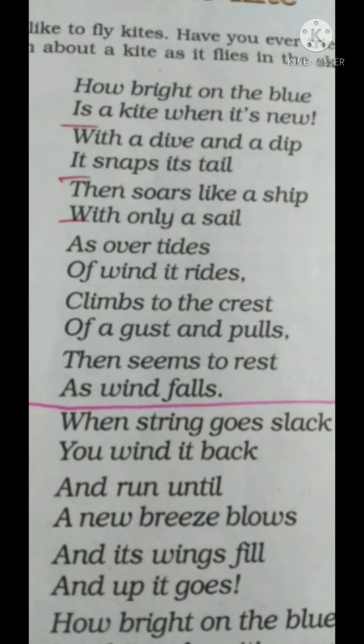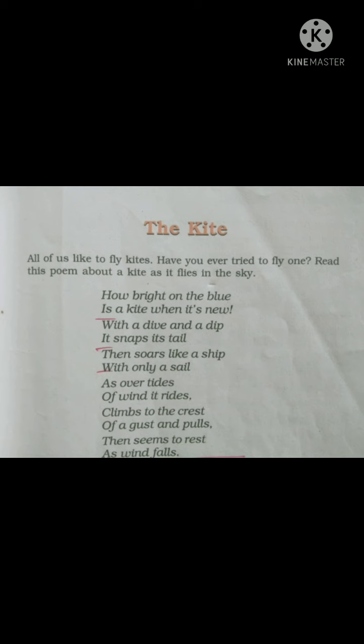Next line, then soars like a ship with only a sail. Here the poet compares the kite with a ship. The poet says that the kite is also floating in the sky. Generally, the kite does not stay straight. It sways like waves. It does not fly at the same height. Sometimes it flies high and some other time low. And it moves like a wave and its tail makes a cracking sound when it dives downwards.